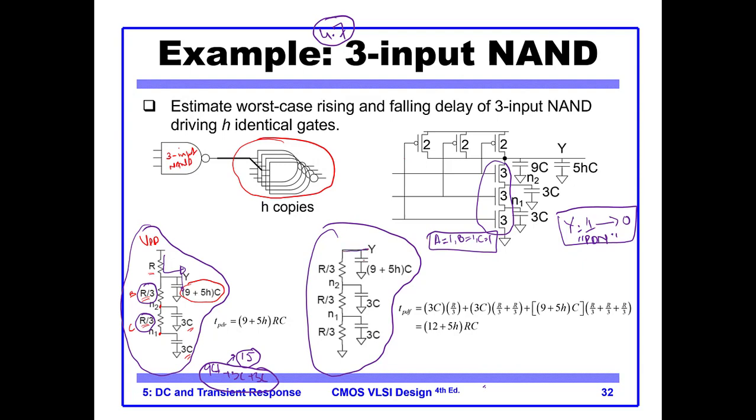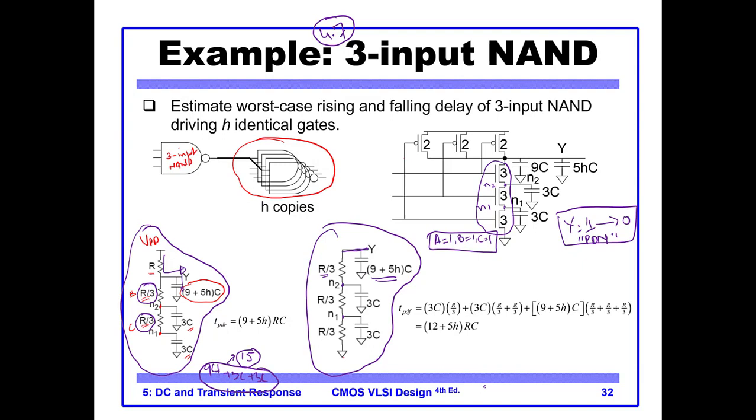We have the output Y, on which we have (9 plus 5H)C. Then we have this is the first one. So this is our N2 node, this is our N1 node. So between N2 and Y, we have a resistance R by 3, because this is R by K, so K is 3. Between N1 and N2 we have R by 3, and between N1 and ground we have R by 3. So this is the equivalent circuit.